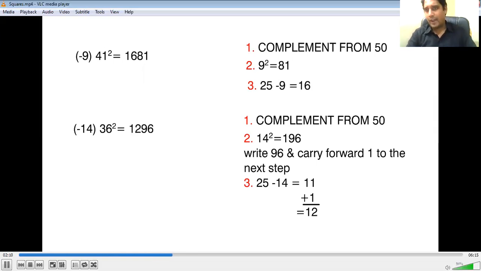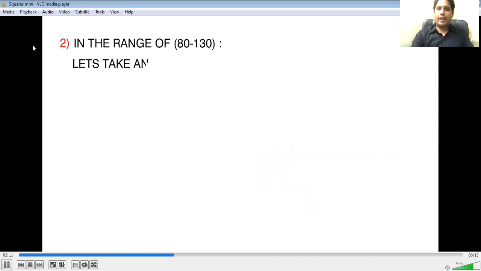So this is how we find out the square of any natural number which lies in the range of 30 to 80. Proceeding further, let us see a mechanism to find out the square of any natural number which lies in the range of 80 to 130 now. I believe by using your logic, you can definitely say that step 1 this time will be taking the complement of the number from 100.